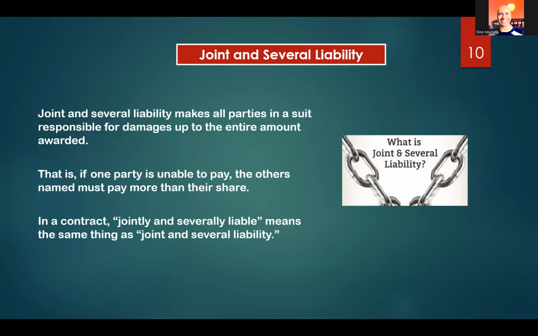So joint and several liability makes all parties in a suit responsible for damages up to the entire amount awarded. That is, if one party is unable to pay, the others must pay more than their share. Okay, they give a slightly poor definition in CAPE, but this is a standard concept in liability cases. Okay, in a contract, jointly and severally liable means the same thing as joint and several liability.